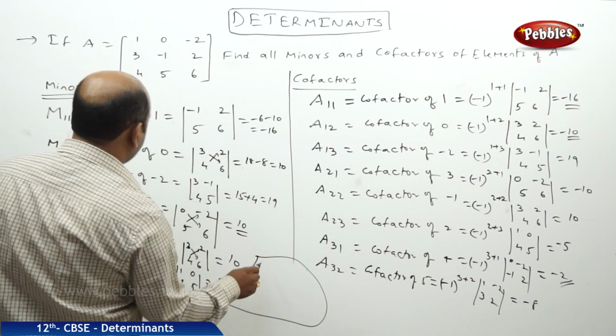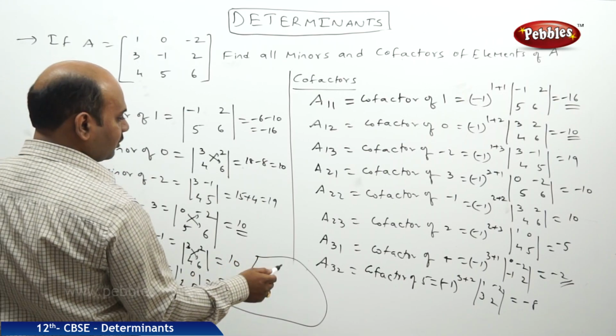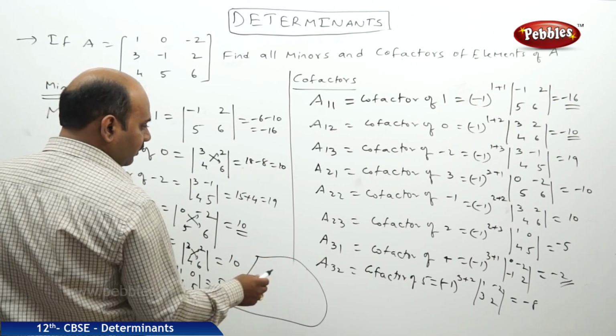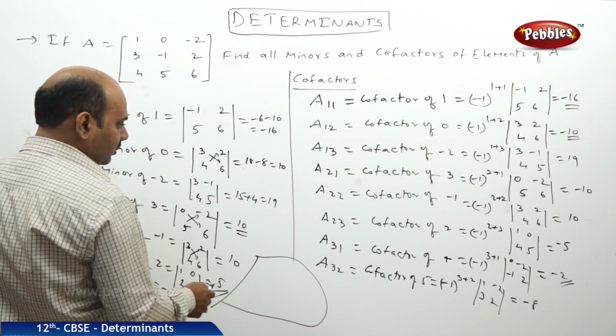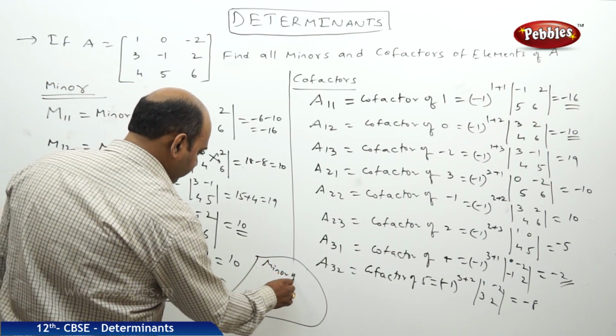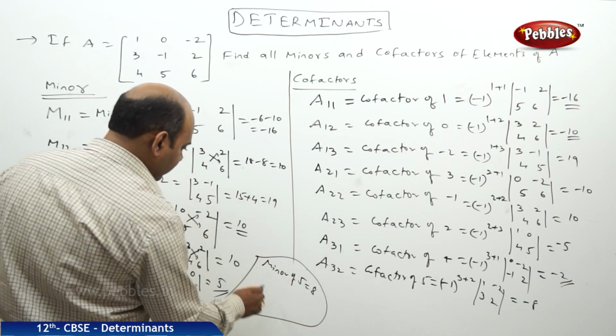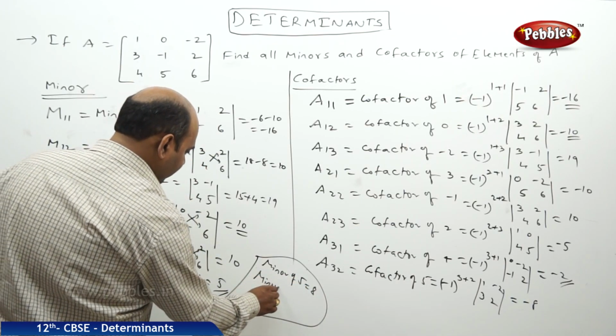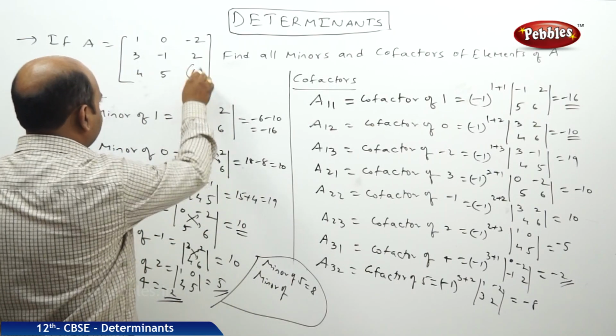Minor of 5. Minor of 5 means what we obtained? It will be 2 plus 6. It will be 8. Minor of 5 is equal to 8. Similarly, I need to obtain the minor of the last one, 6.